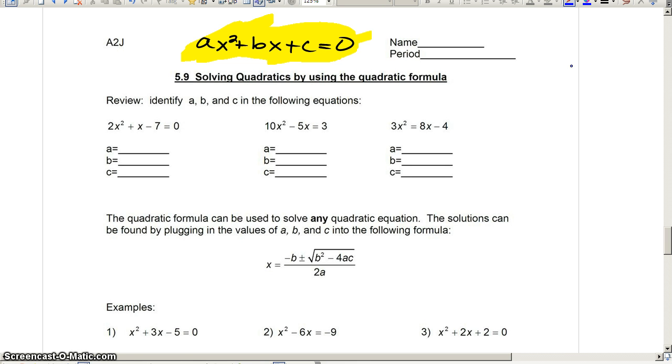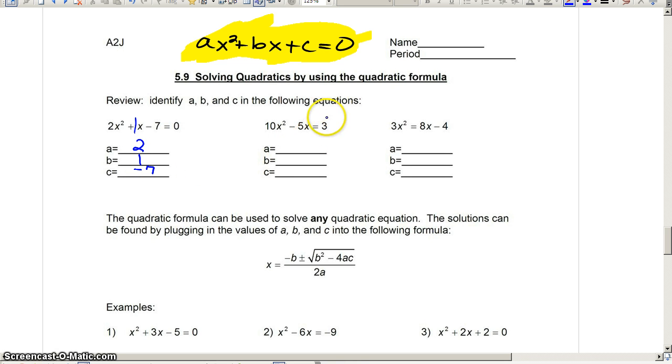The quadratic formula is foolproof. It's always going to give us a solution. But first we have to get practice finding out what a, b, and c are. Look at this first problem, 2x squared plus, really this is a 1x minus 7. A is 2, sorry. B is 1, and c is negative 7.